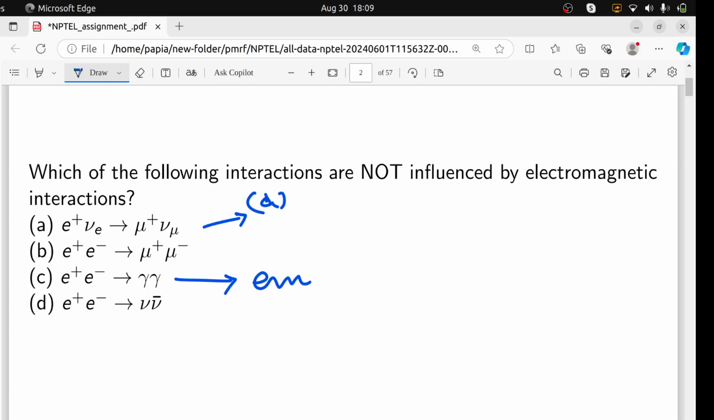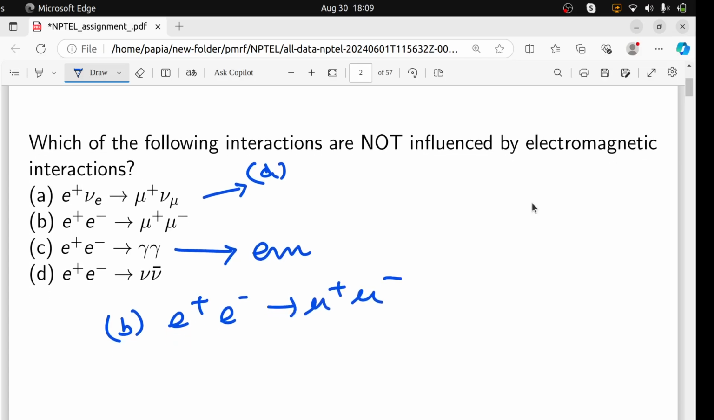So there is no doubt on that C, whatever it is, e+ e- going to gamma, that is obviously an electromagnetic interaction. But what about the others? In the other nuclear reactions, we can't see gamma as a direct one. I mean, directly we can't see where the gamma is present. So for that case, we have to check. Let's say I am talking about B. B is e+ e- going to mu+ mu-.